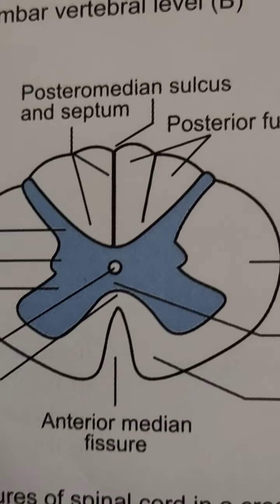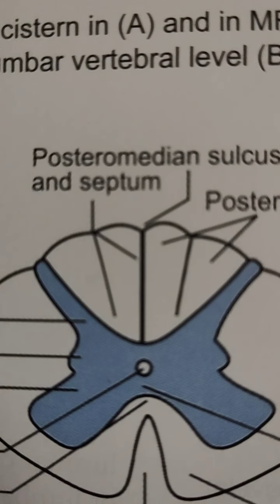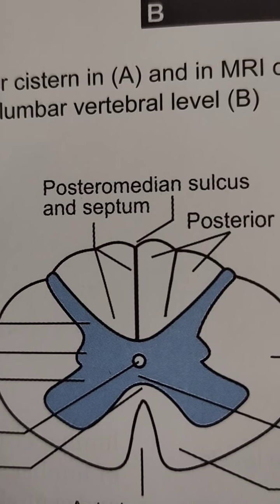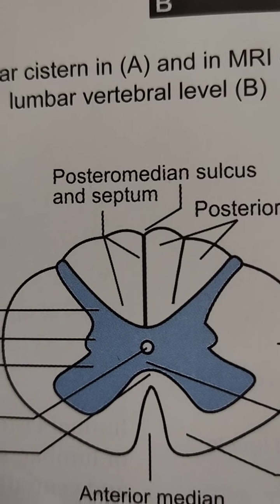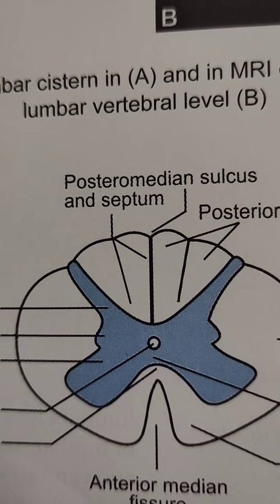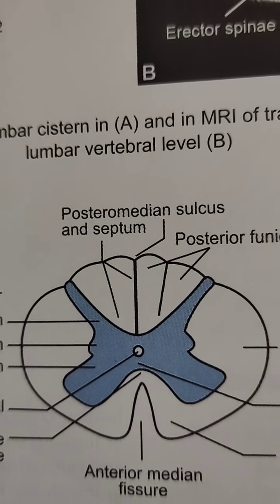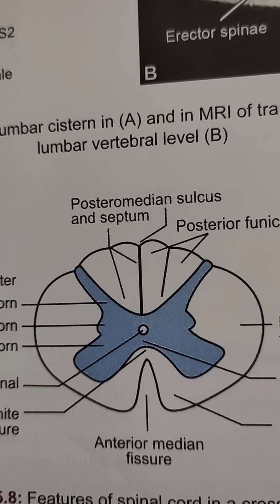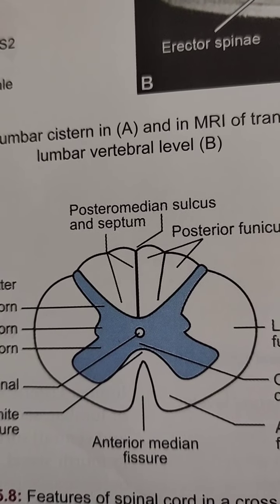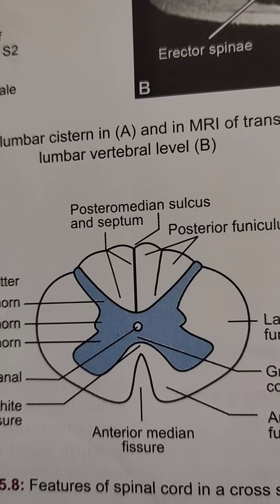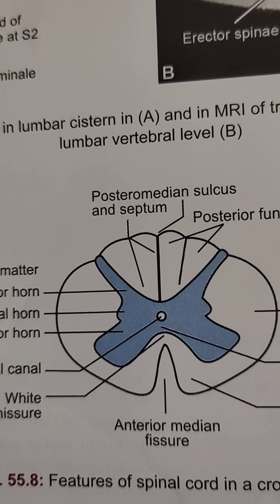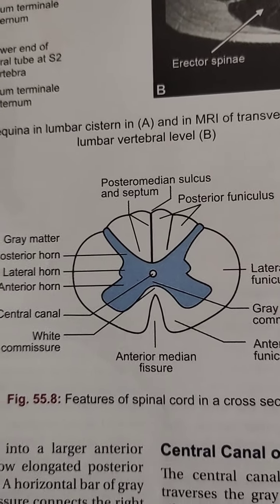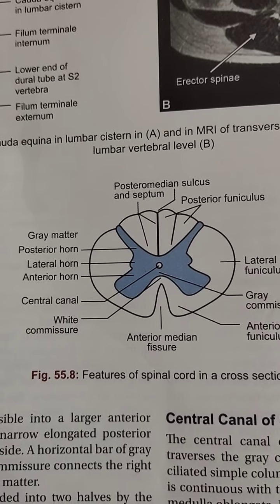And the posterior side is called the posterior median sulcus or septum. Into this, the pia mater forms a septum. It's one of the modifications of the pia mater. So you have an anterior median fissure and a posterior median septum, and posterolaterally we have the posterolateral sulcus. So this is the internal structure of the spinal cord.